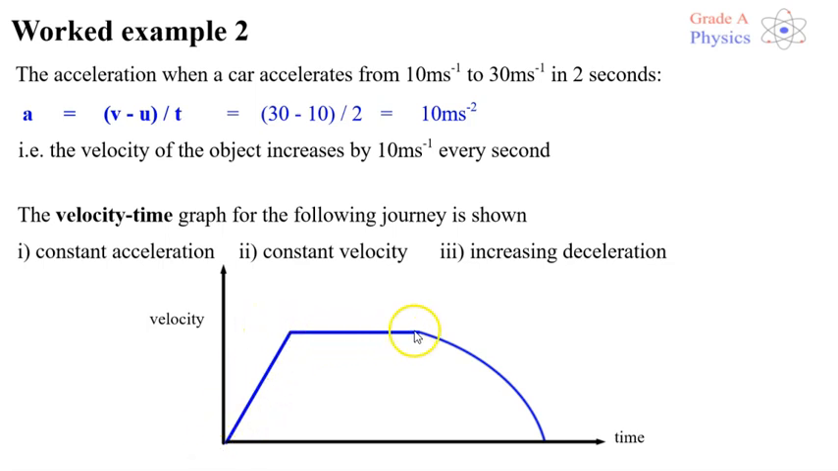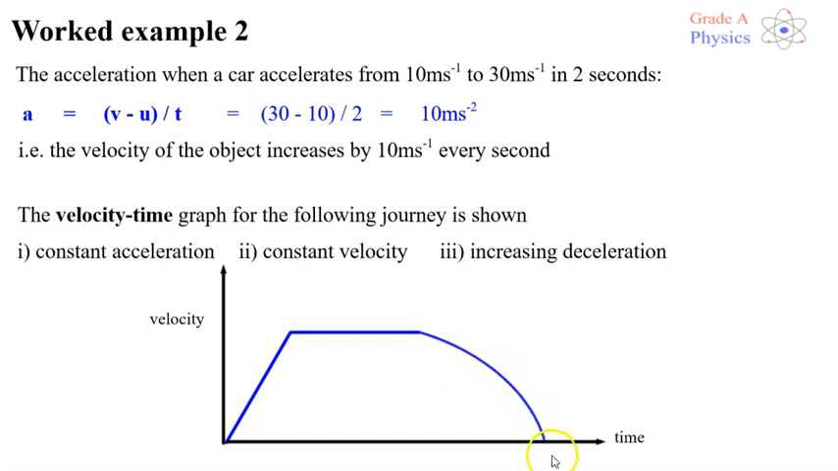If I have a horizontal line, that means constant velocity. So we always have to check what the axes are. If this was displacement, that would mean we're stationary. But this is velocity time, so this is constant velocity. And then the final section says increasing deceleration.